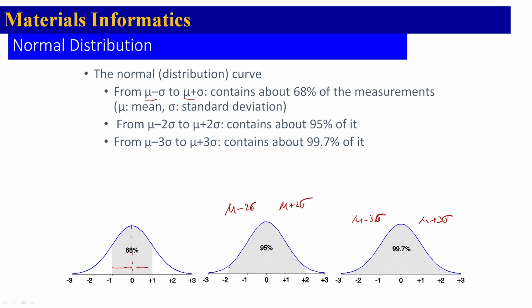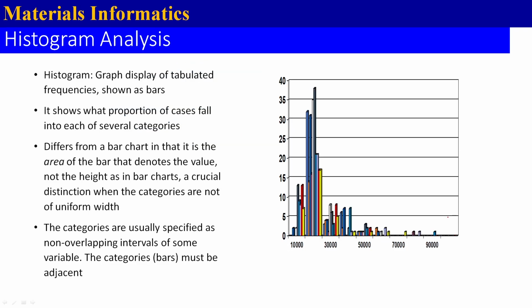One can also do histogram analysis, a graph display of tabulated frequencies, which provides it in terms of bars. Histogram all of you have done, right, and it shows what proportion of the cases fall in each of several categories. It differs from bar charts, okay. Bar charts provide you area, but a histogram provides you frequencies. Categories are usually specified as non-overlapping intervals of some variable.